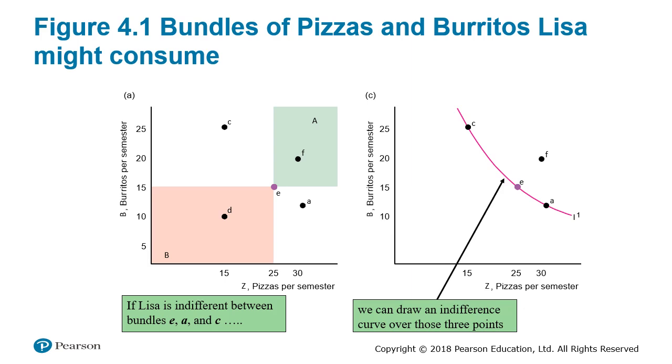What about bundle F? Well, we already know that F is preferable to E because it has more of both goods. So F must lie on a higher indifference curve. There's indifference curve I2. Because we know that F is definitely preferable to E, we can also infer that F must be preferred to C and A because we know that E is equivalent to C and A in Lisa's eyes. And if we look at point D, that must lie on a lower indifference curve because we know that D would be less preferred to E.